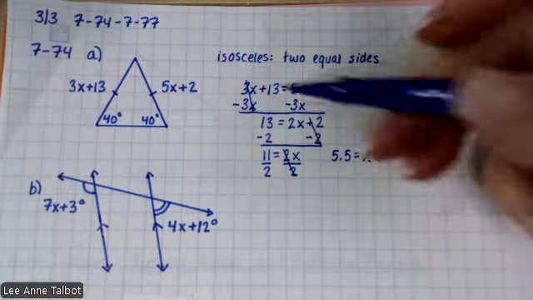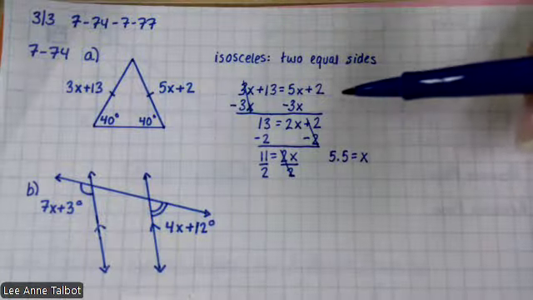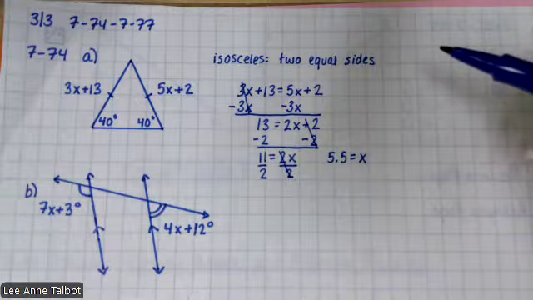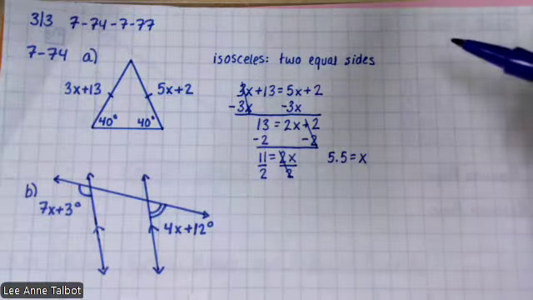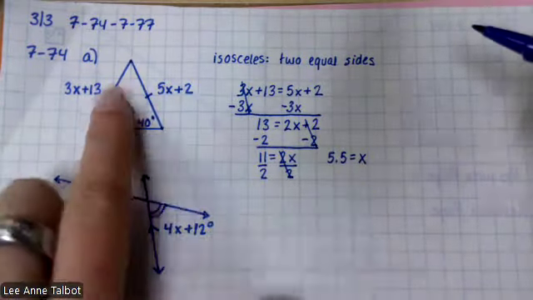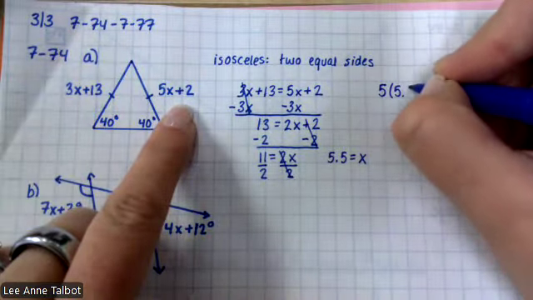Okay, now if I wanted to find the actual length of the sides, what would I do with the 5.5? Plug it in. Okay, which one should I plug it into? Either one, right? Either one or both. They should check. They should match. I'm just going to do the 5x plus 2 because I'm lazy.